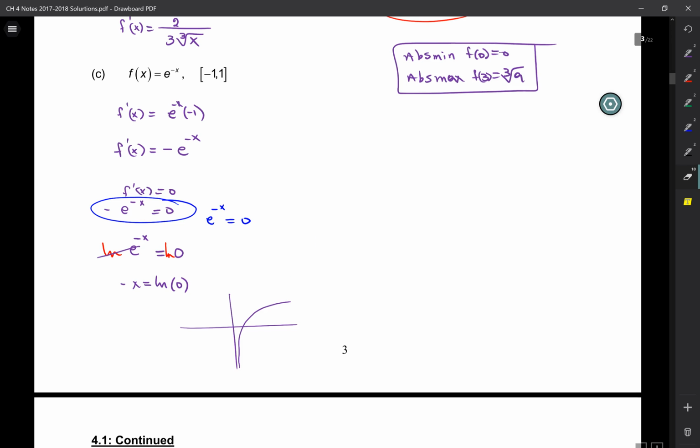So no critical points. So we just do f of the endpoints, that's it? Look at you guys, it's like you could teach this class, right? So no critical points, that means just check endpoints. So negative 1 and 1.